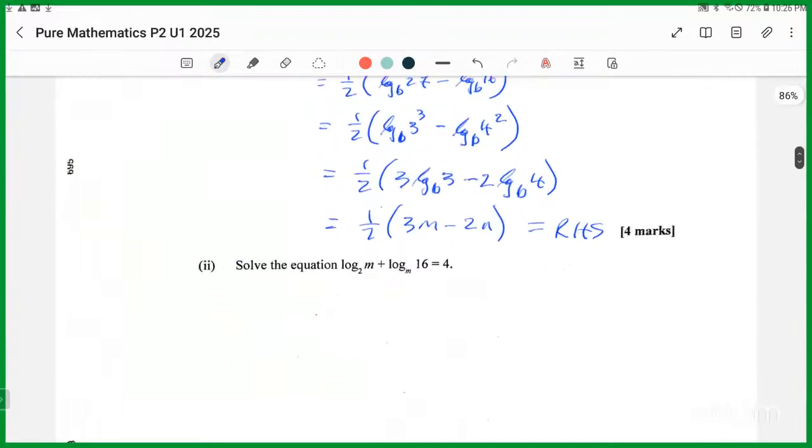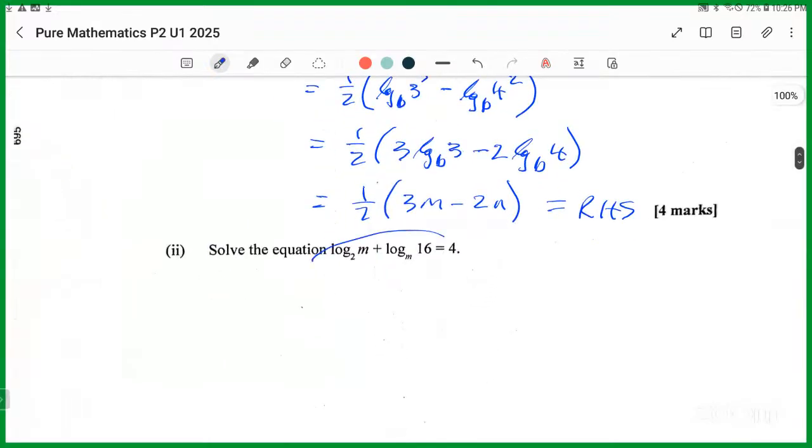Next one, let's solve this equation. And notice these are different.